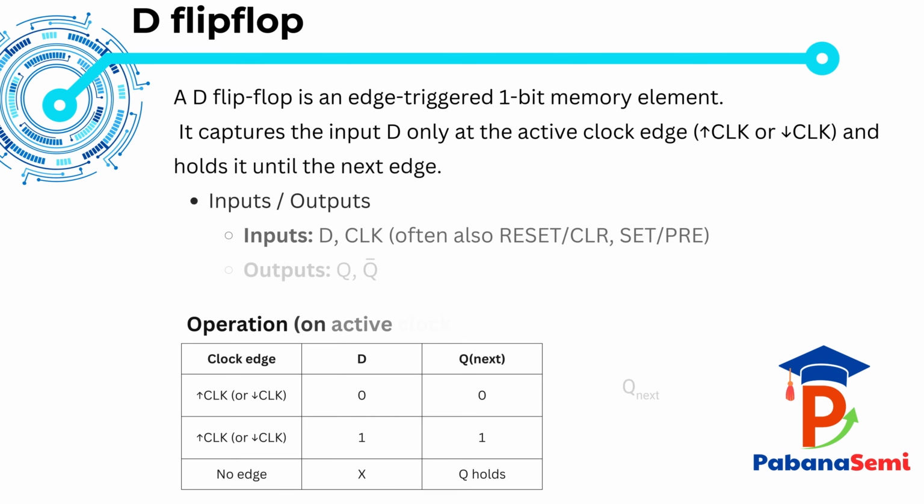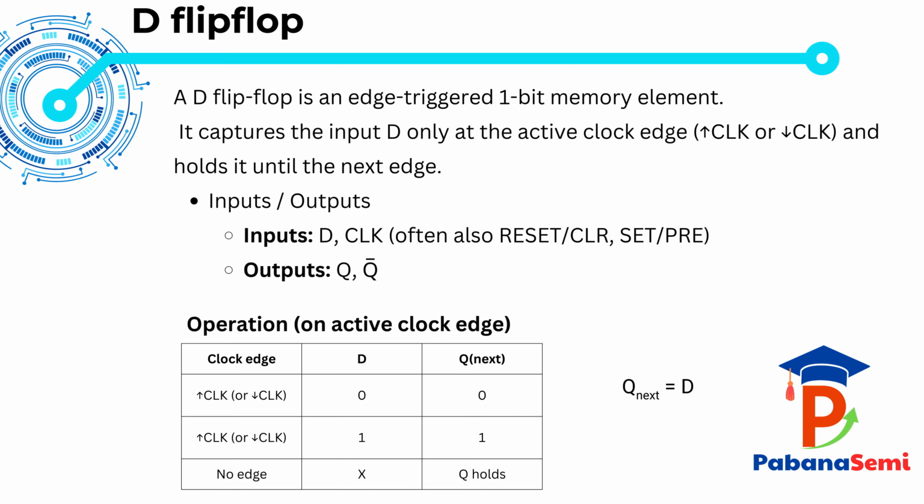A D flip-flop is an edge-triggered 1-bit memory element. It captures the input D only at the active clock edge, either the rising edge or falling edge, depending on the design, and then holds that value until the next clock edge. Looking at the inputs and outputs, the inputs are D and CLK. In many practical circuits, you may also see reset or preset pins. The outputs are Q and Q bar.